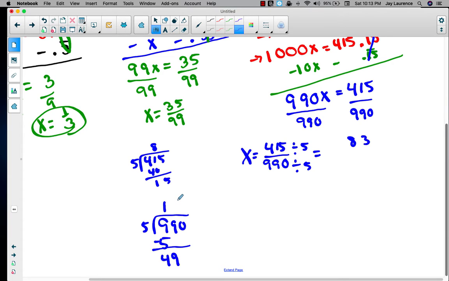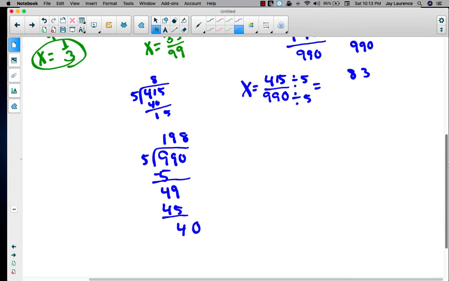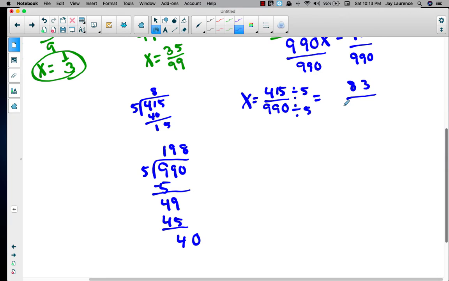Oop, my pen stopped working. There we go. Oh, I'm just having all sorts of trouble here. All right. 5 goes into 49 9 times. Yeah, so that would be 45. Then we get a 4, and then 5 is going to go into 40 8 times. So the denominator of my fraction is going to be 198. Okay, and I'm pretty sure that that's simplified as far as it can be.